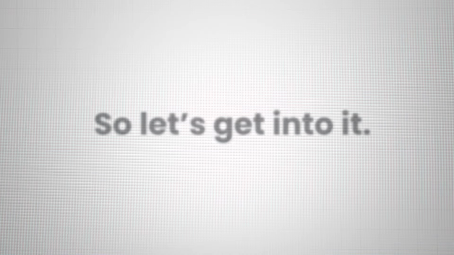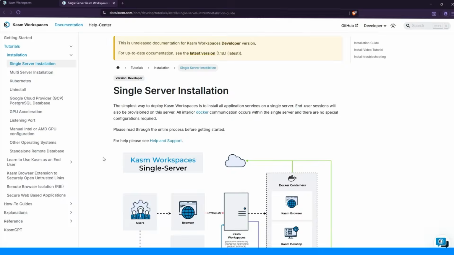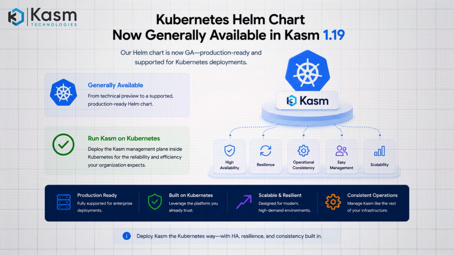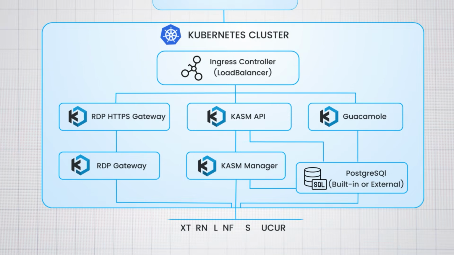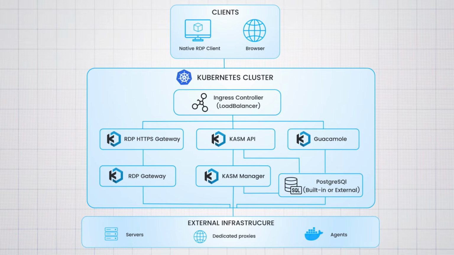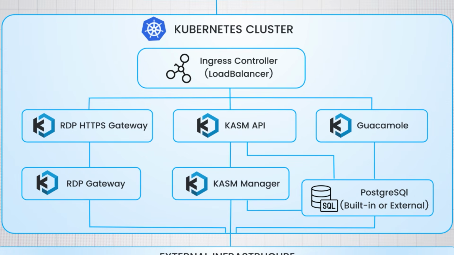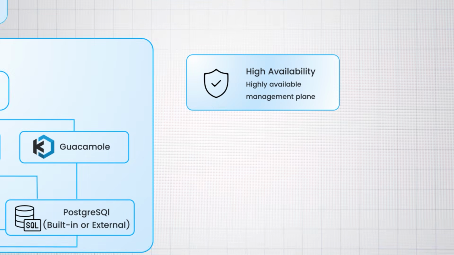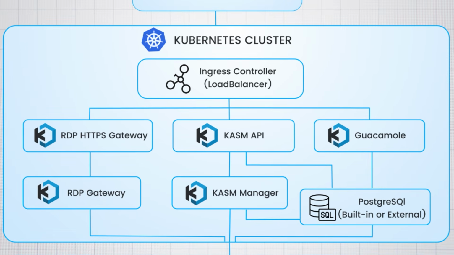So let's get into it, starting with some foundational changes to how you deploy and run Kasm itself. In 1.19, our Kubernetes Helm chart is now generally available. Previously available as a technical preview, the Kasm Helm chart has graduated to a supported, production-ready deployment option for organizations running Kasm on Kubernetes. This matters because it allows the Kasm management plane itself to run inside a Kubernetes environment, giving organizations the high availability, resilience, and operational consistency that Kubernetes is built for.